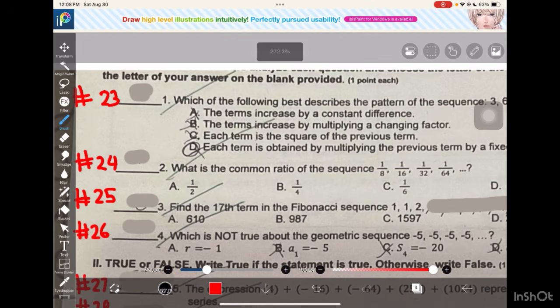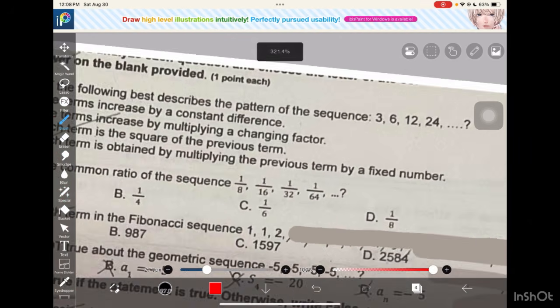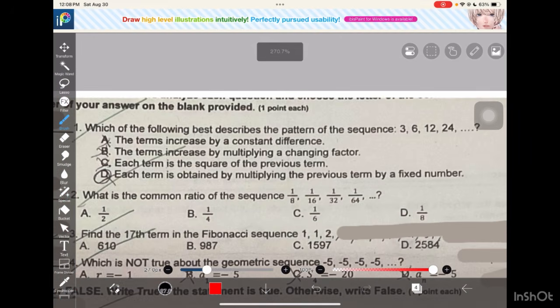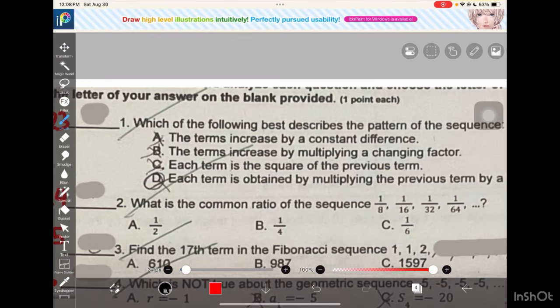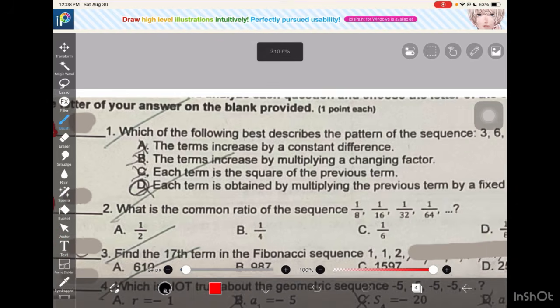Which of the following describes a pattern of the sequence 3, 6, 12, and 14? So I'll answer each choice and why it's wrong.